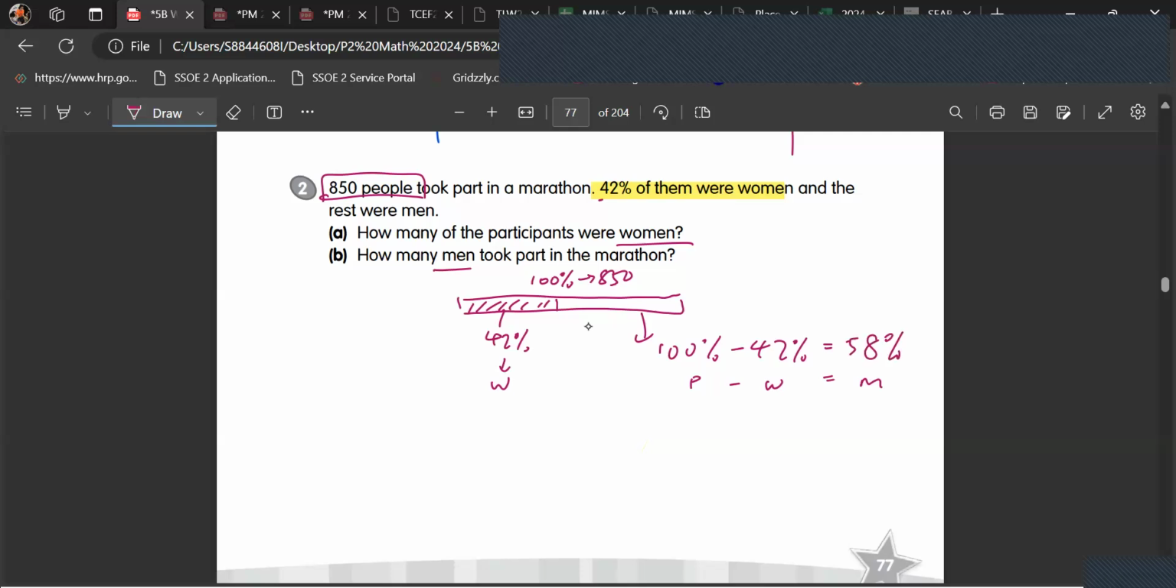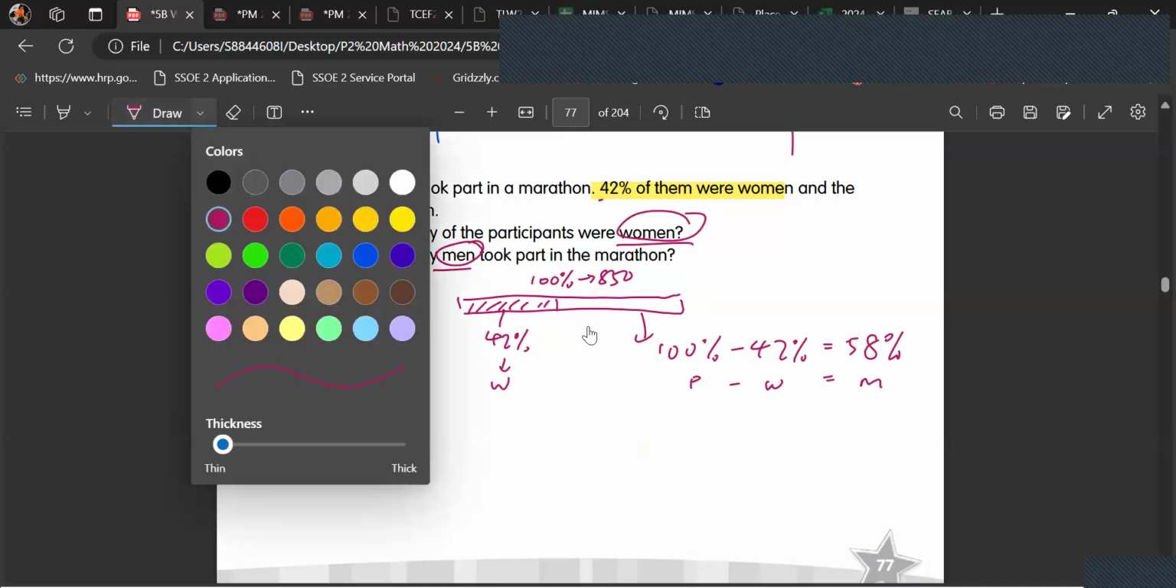But take note, if I want to write my answer here, what's the question asking for? Is it percentage as the answer? No, it's women and men. So the answer should be the number of people, not percentage. So I must move on to the next step.